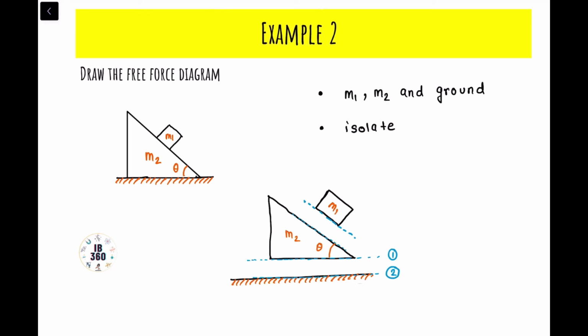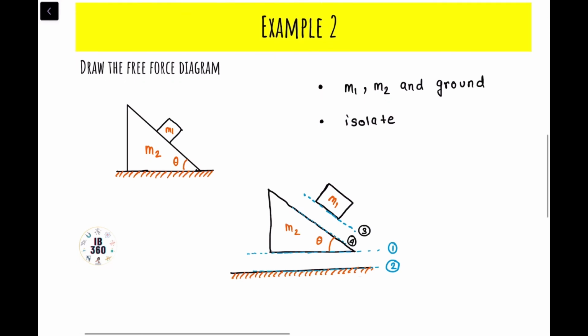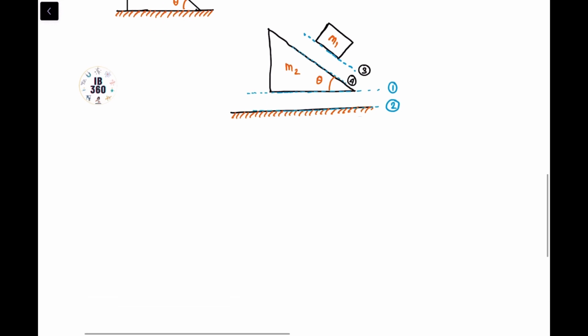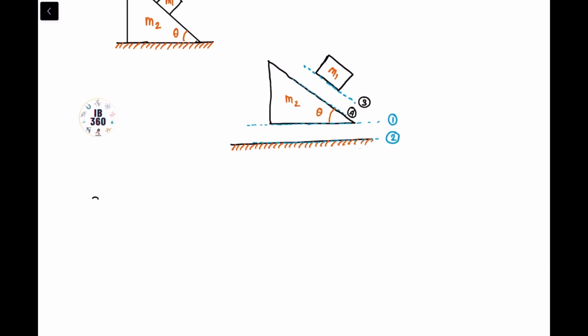Because these two surfaces are in contact. Suppose this is surface 3 and this is surface 4. Let me write the surfaces that are in contact. Surface 1 and surface 2 are in contact. Also, surface 3, the lowermost portion of the block of mass m1, and surface 4, the wedge, are in contact.